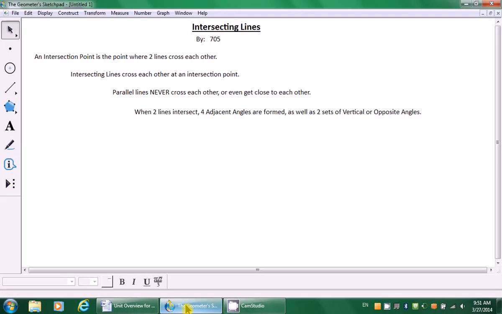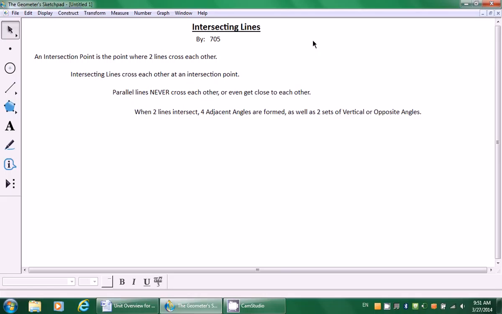Please open Geometer Sketchpad. Use the text tool to create this title, Intersecting Lines. Then use the text tool to create your name box: first name, last name, class.